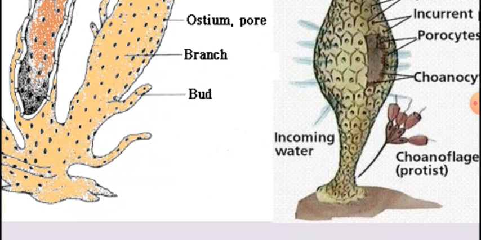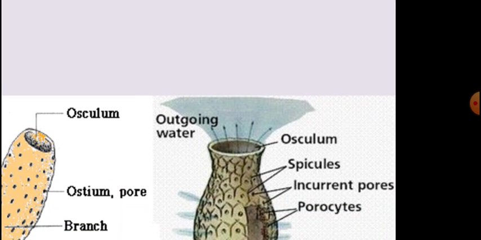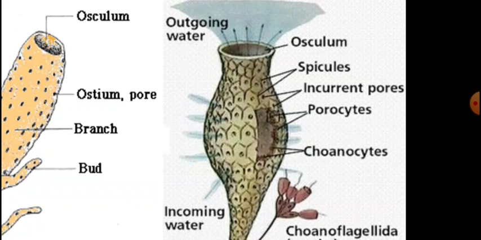Then the next characteristic feature: digestion is inside the cell. Digestion takes place inside the cell because the body is made up of only cells, maybe in the vacuole or some other cell organelles. Then the body is made up of spicules or spongin fibers. See, the body is made up of spicules. Here you can see the spicules.